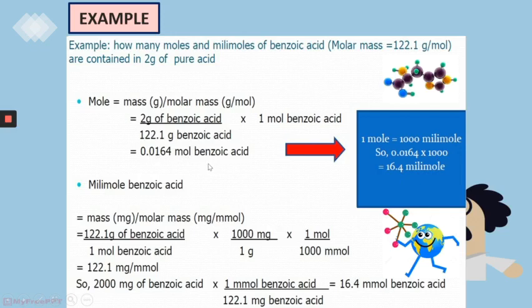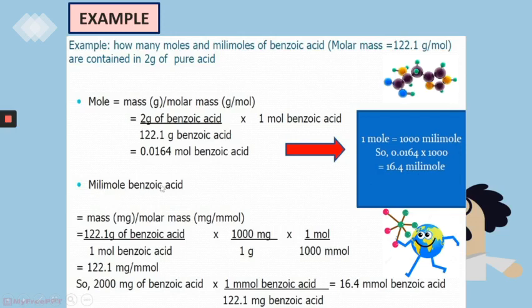0.0164 mole benzoic acid. To calculate millimole, you can use the equivalency: 1 mole equal to 1000 millimole. From here you can create the conversion factor, which is 1000 millimole over 1 mole. So to calculate millimole, 0.0164 mole times 1000 millimole over 1 mole. You cancel out the mole here and the mole here, then you will get the millimole.